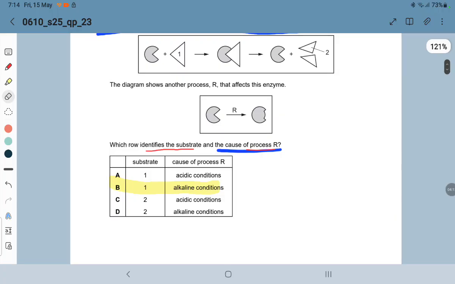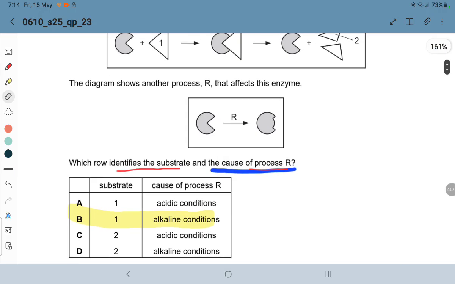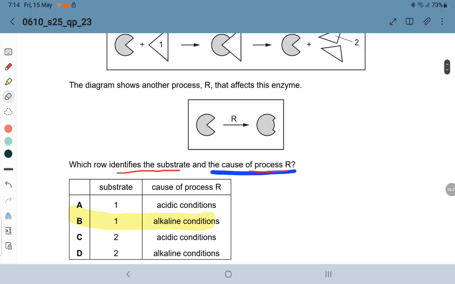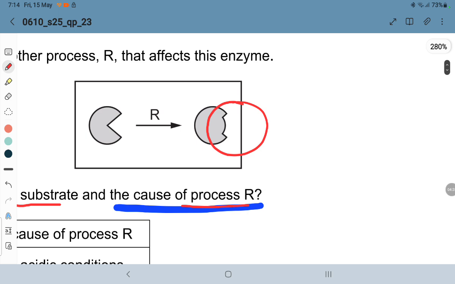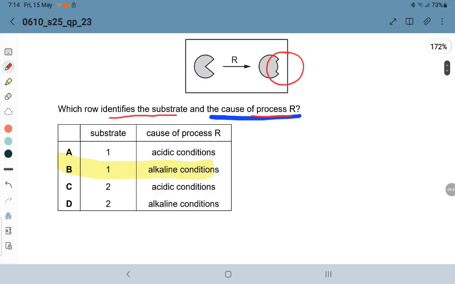Well, if it's acidic condition, it will denature the enzyme and the enzyme won't work again. But in here, for us to understand it is alkaline, it was only changing the shape of the active site. It did not denature the enzyme completely, it only changed the shape, but that enzyme can work in the future because it has not been damaged by an acid, so it's still not denatured yet.